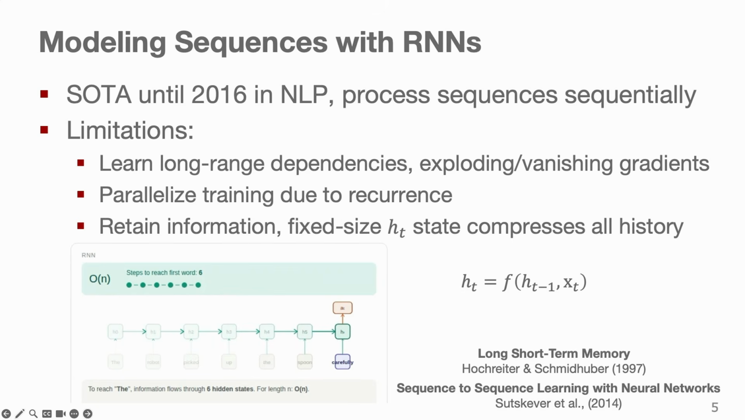The idea is very simple. You have a hidden state that summarizes everything you've seen so far, and then you update it recurrently as new inputs arrive, which is great, as now you can handle variable length inputs.